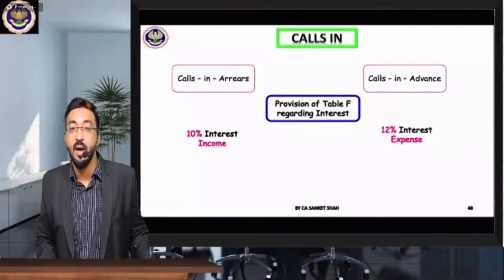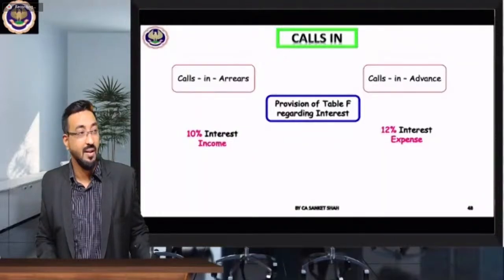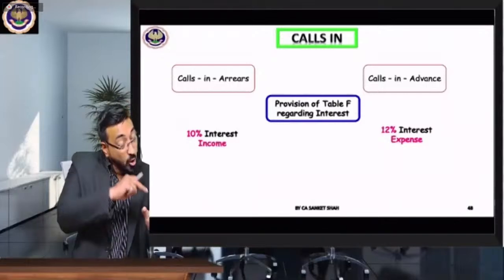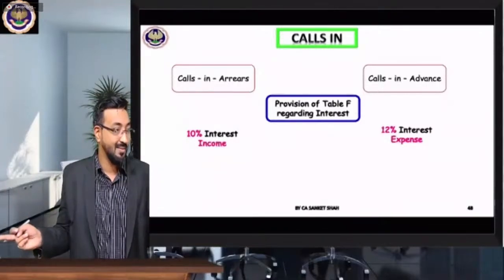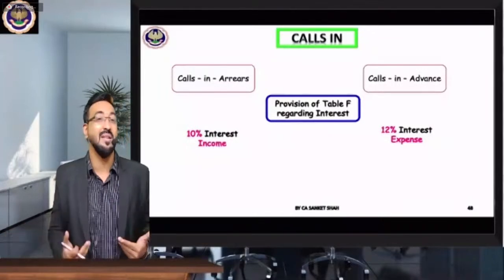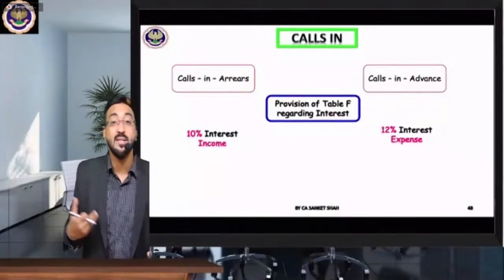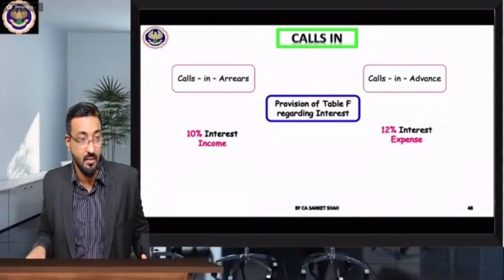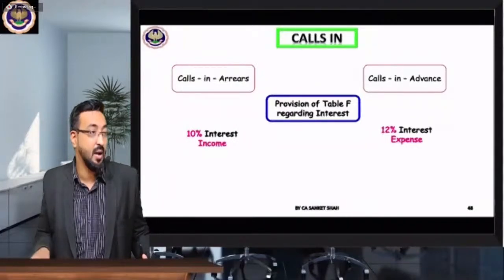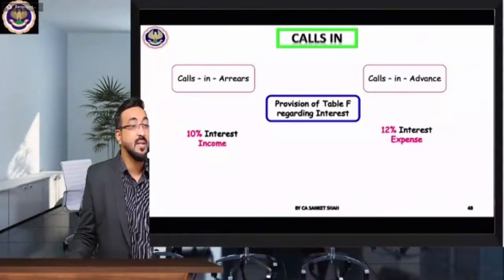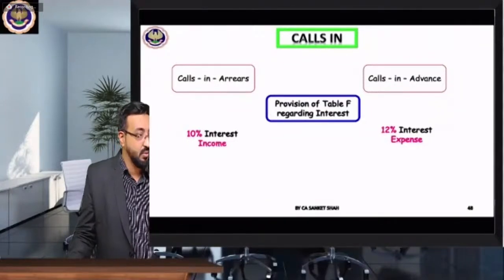Beta, some people are completely mad. I'm telling it for 10 times. Loan is a personal account, and on loan, interest is a nominal account. Okay, please understand these concepts. Loan is a principal liability, it's a personal account, and on that, interest is a nominal account. Similarly, calls in arrears and calls in advance are personal accounts, and on that, interest is a nominal account. Okay.